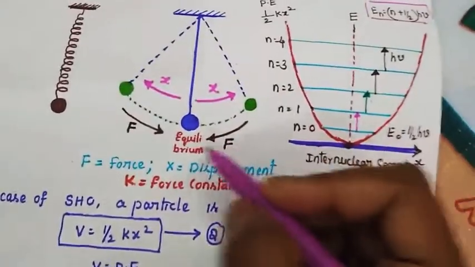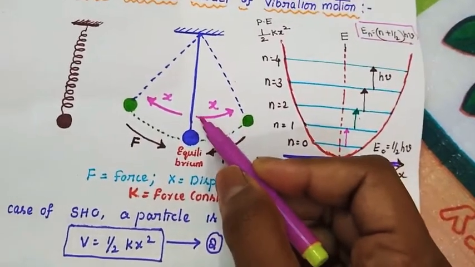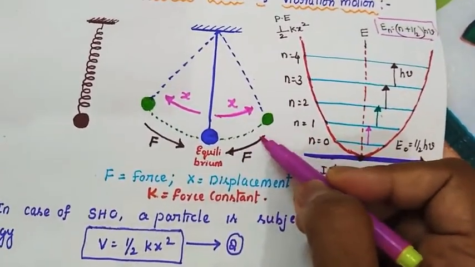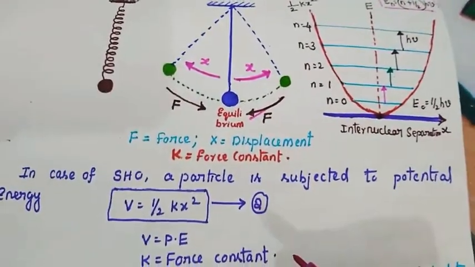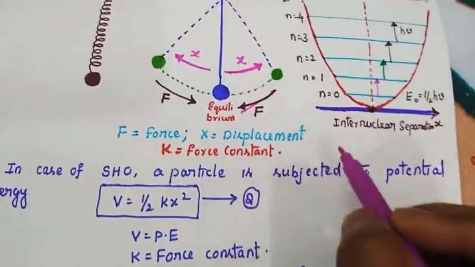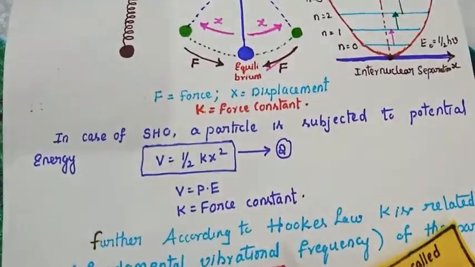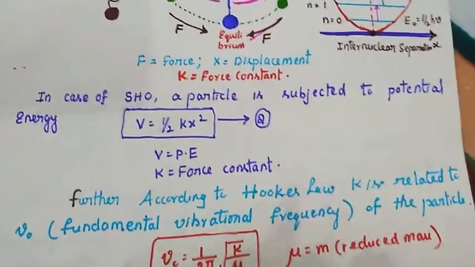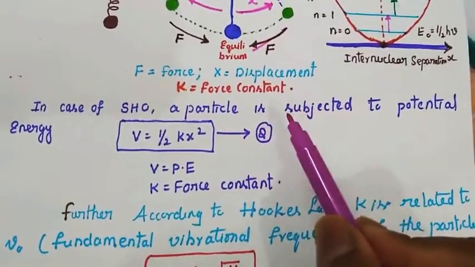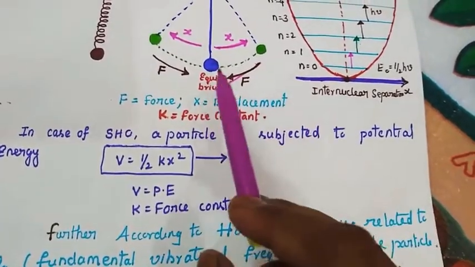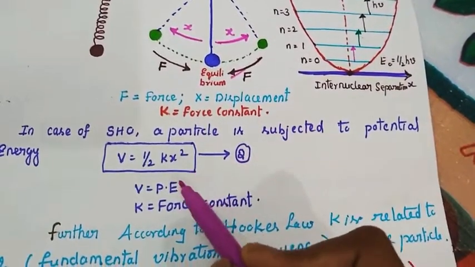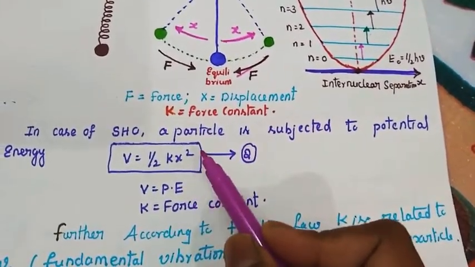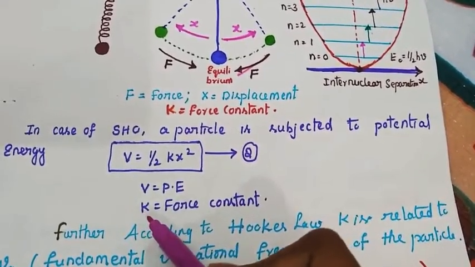You can notice here the force always works in the opposite direction to the displacement. For example, if you displace in this direction, the force will work in the opposite direction. So that's why the equation is written as F equals minus Kx. That indicates the direction is opposite here. The displacement and force both work in opposite directions. And in the case of the simple harmonic oscillator, the particle is always trying to establish equilibrium. That's why the potential energy can be considered a major part. The potential energy equation is V equals half Kx square. Here K is the force constant.